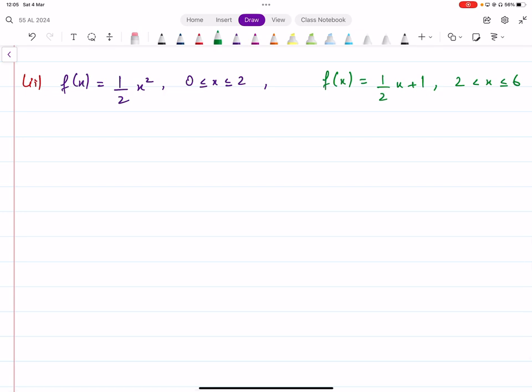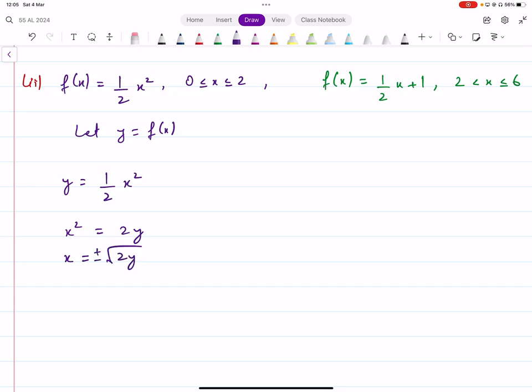अलग अलग इनके inverse निकाल लें. First part का inverse क्या होएगा? We say let y equals f of x. So this becomes y equals half x square. Make x the subject now. That gives you x square equals 2y. X equals square root of 2y.